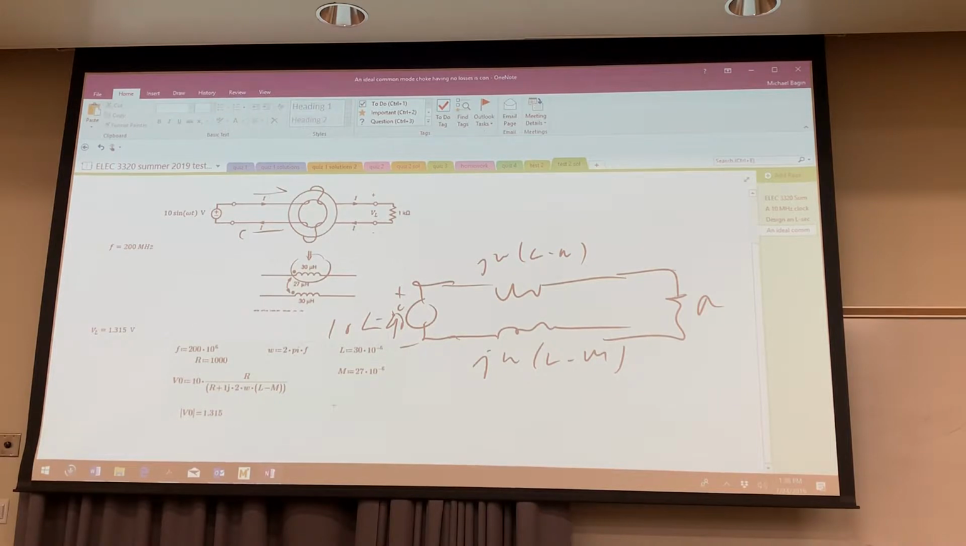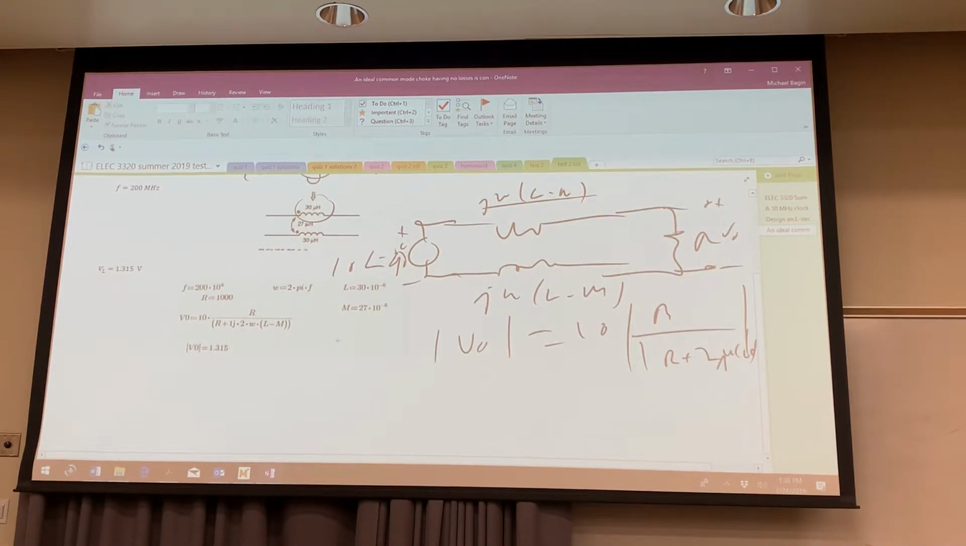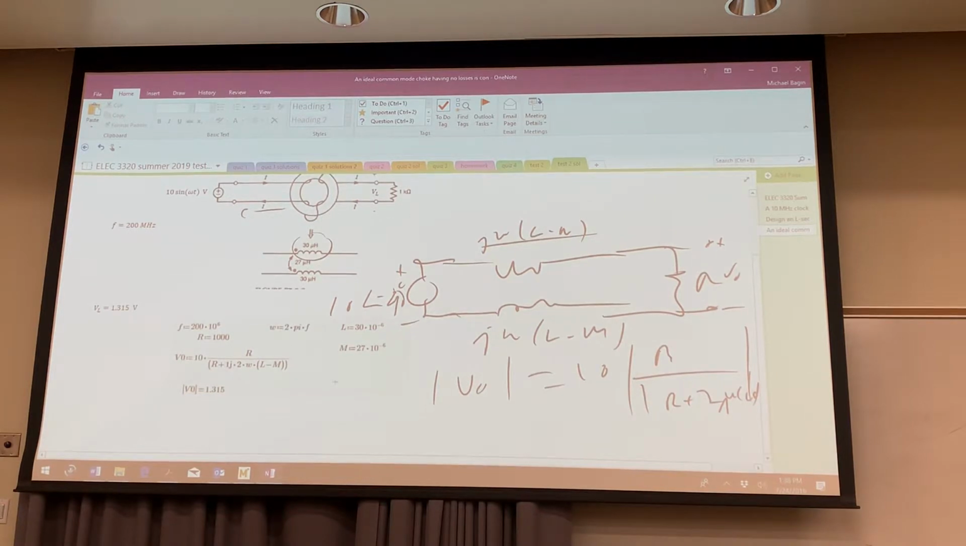So my V out right here, plus the minus V out, since it's just magnitude I care about, that's going to be magnitude of V in, or 10 times, and then it's going to be R over the magnitude of R plus twice this, 2 times j omega (L minus M). And sorry it's messy like that. And so this is what this reflects: 10 times R over R plus j2 omega (L minus M). Omega is just equal to 2 pi F, and F is given as 200 megahertz, and that's what you get for V out in magnitude. That's all I needed for that one.